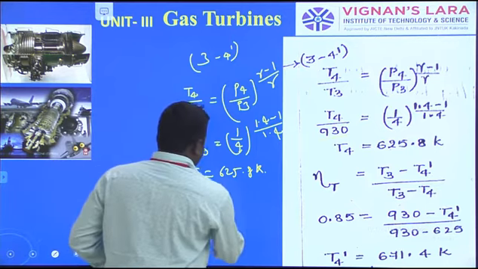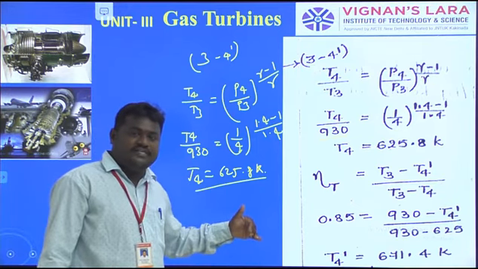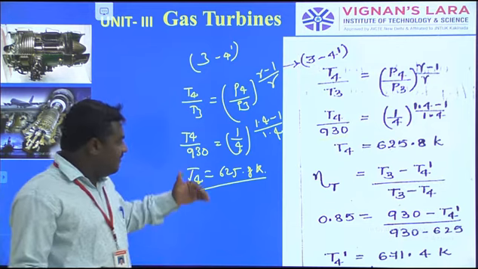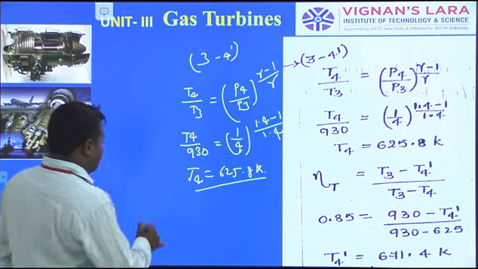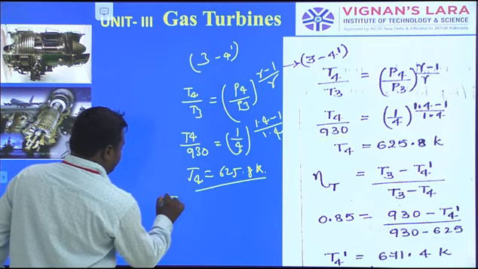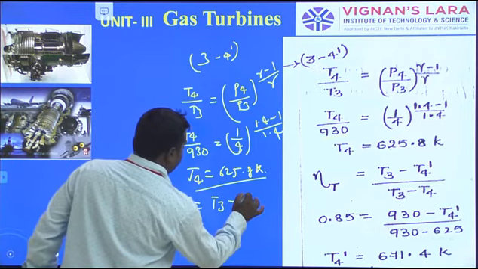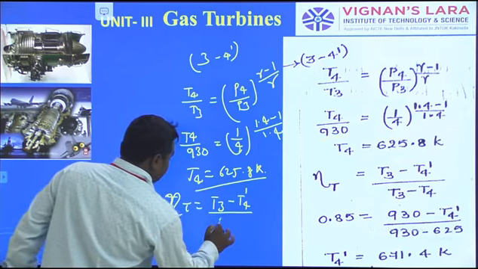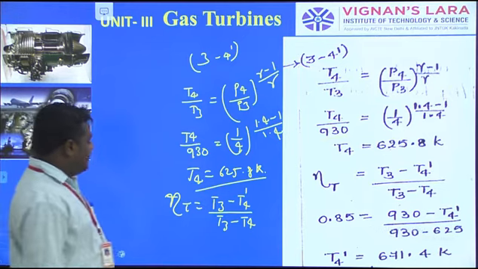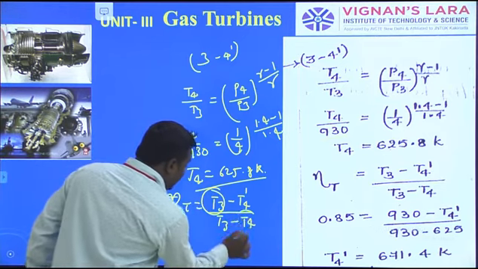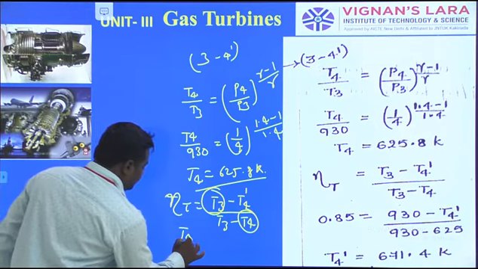Okay, so we have T4 here. And then the efficiency of the turbine. The efficiency of the compressor is already over, and now I am talking about the efficiency of the turbine. So the efficiency of the turbine is T3 minus T4 dash by T3 minus T4. Here we know the T3 value and the T4 also, and we have to find T4 dash from this equation.